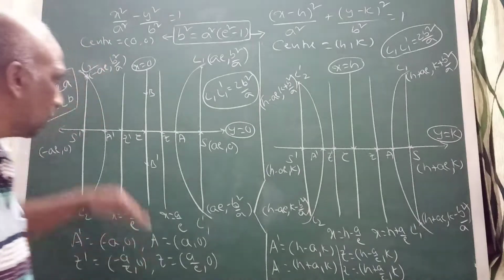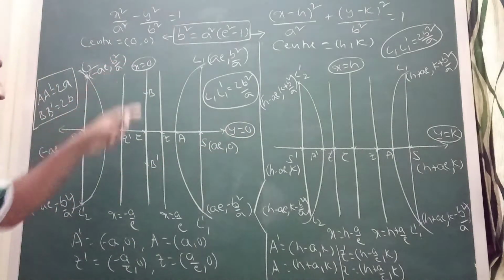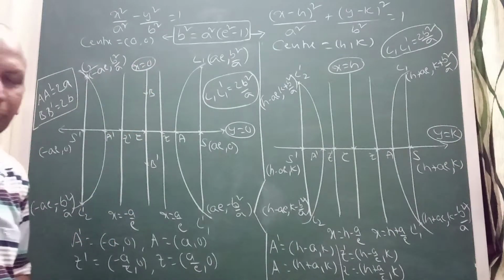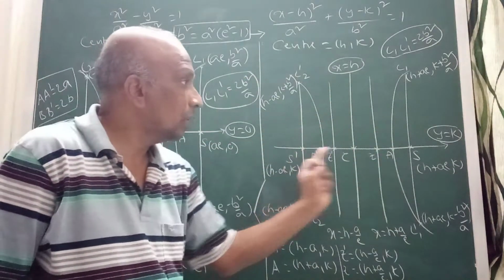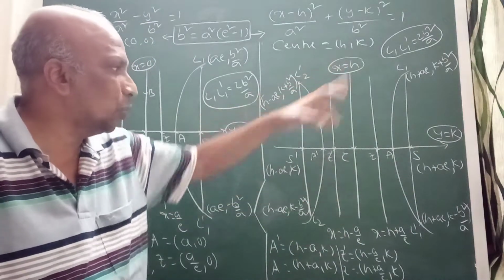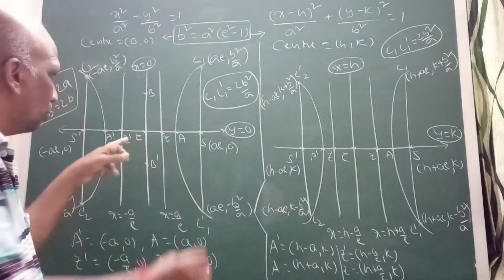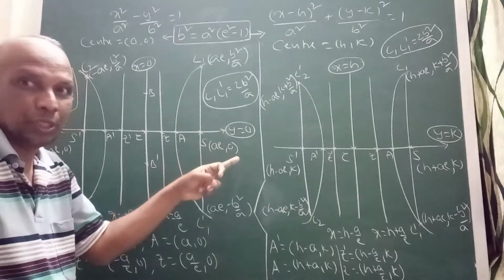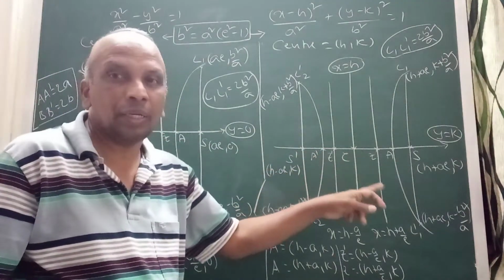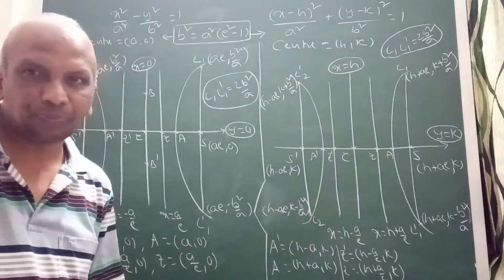Now, this is the transverse axis, the equation is y equal to 0. The conjugate axis equation is x equal to 0. Here also the same thing: y equal to k is the equation of the transverse axis, and the conjugate axis is x equal to h. Now the foci: the distance will be the same, C to S is ae comma 0, but this center point is h comma k, so the foci are h plus ae comma k and h minus ae comma k.